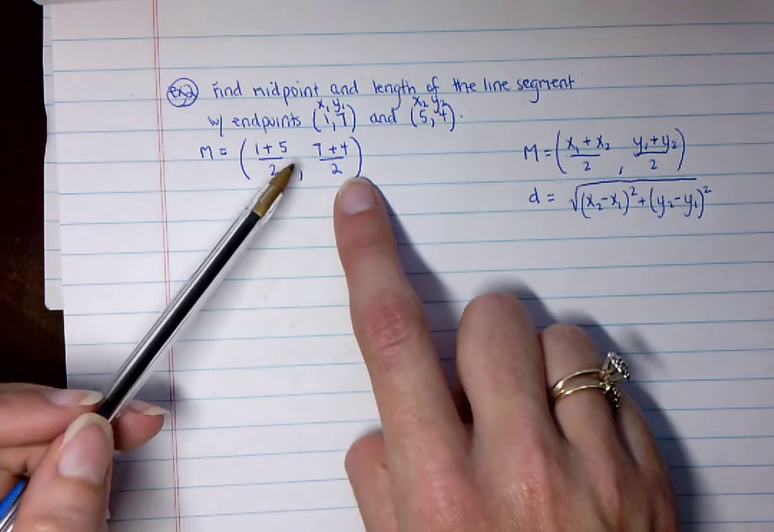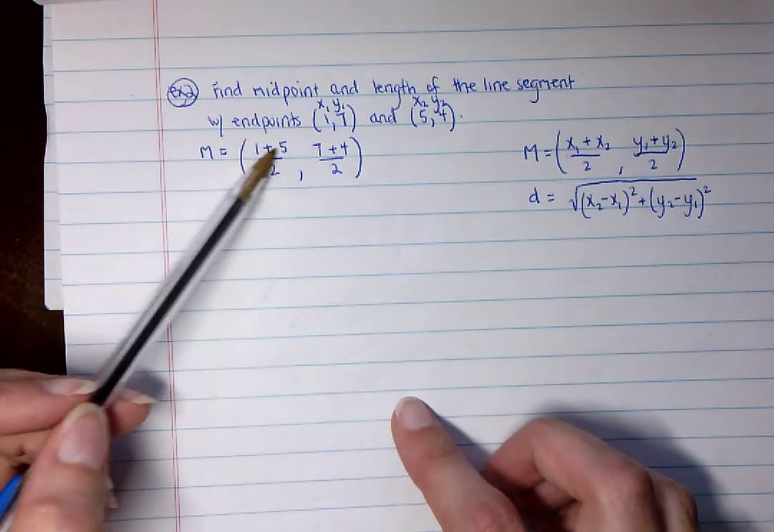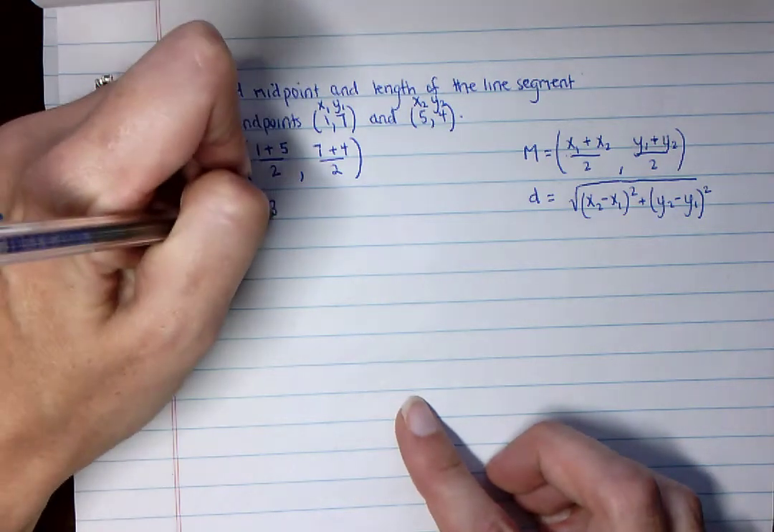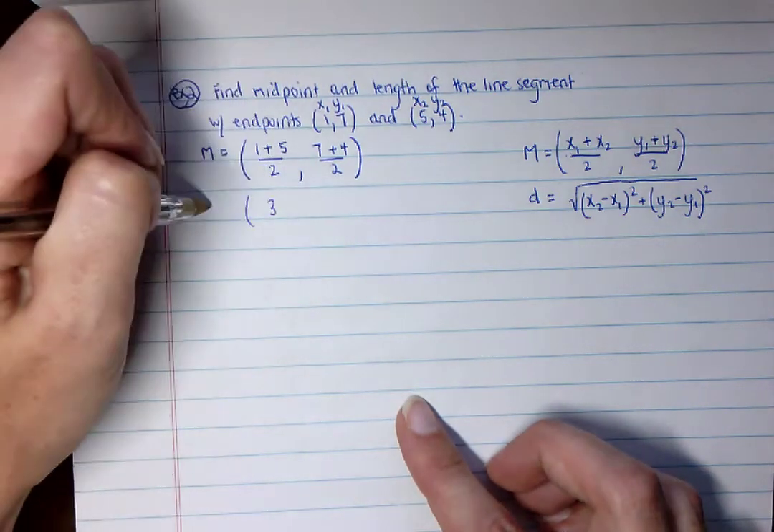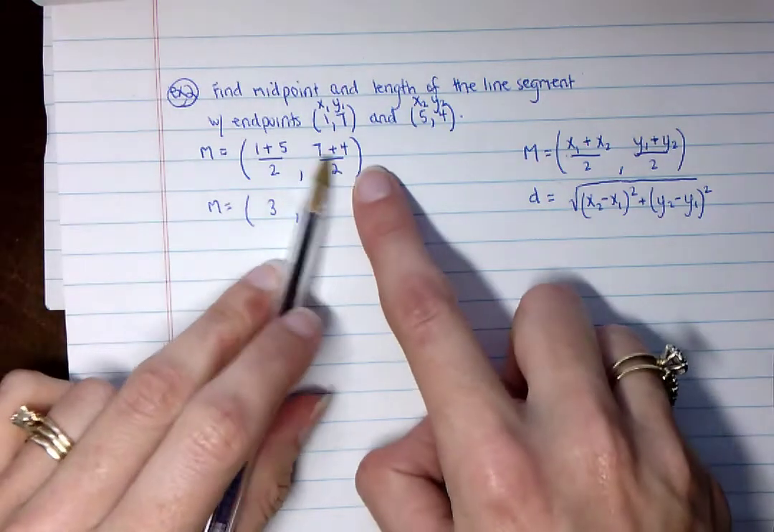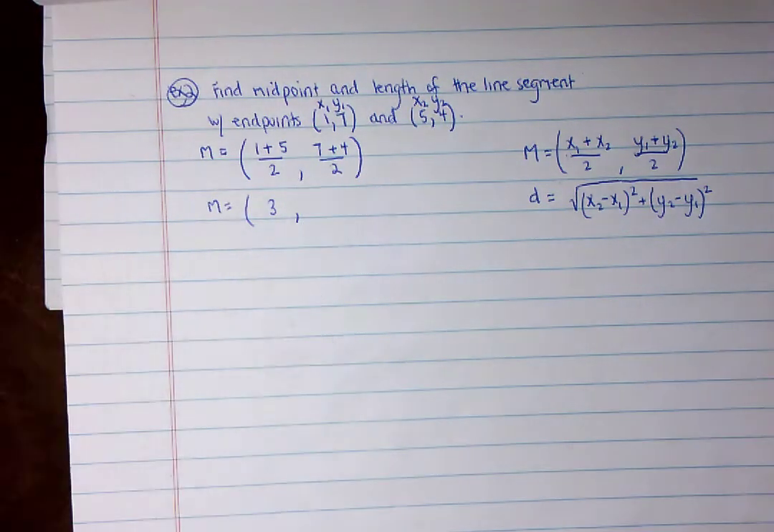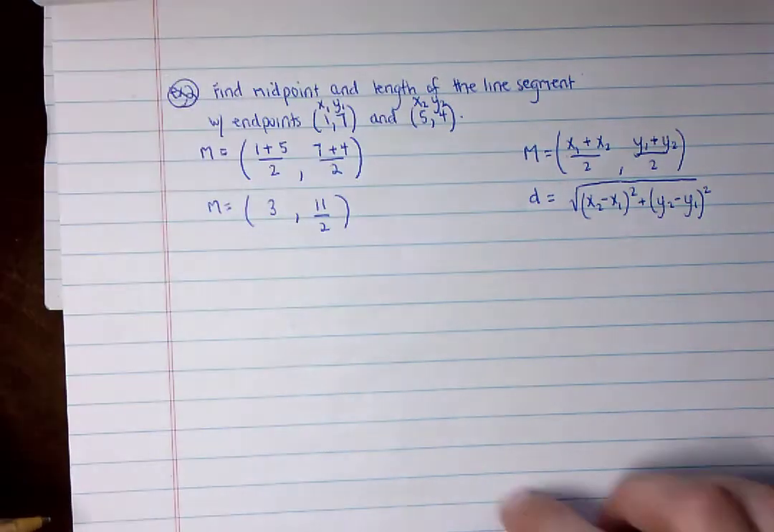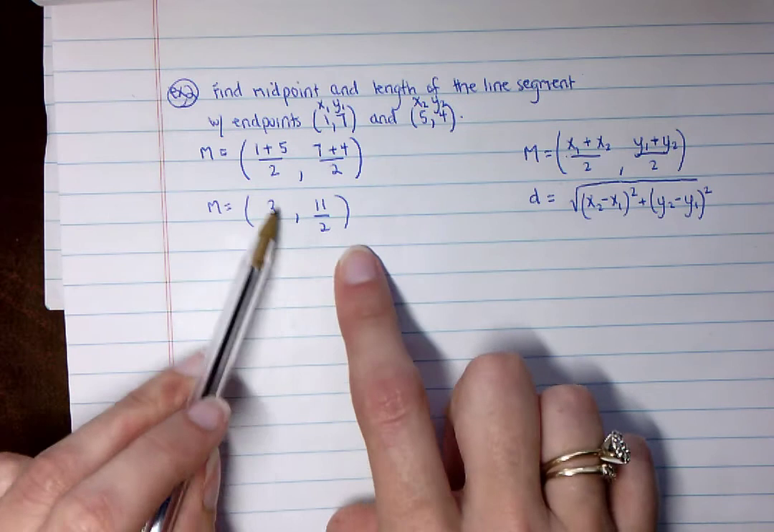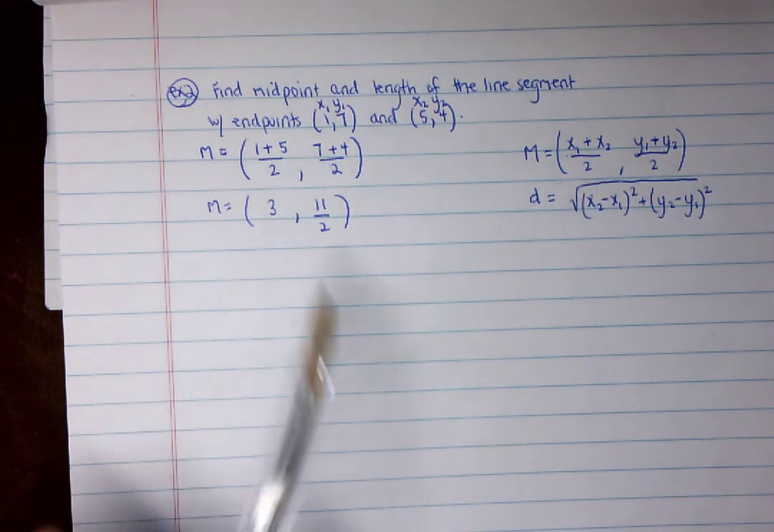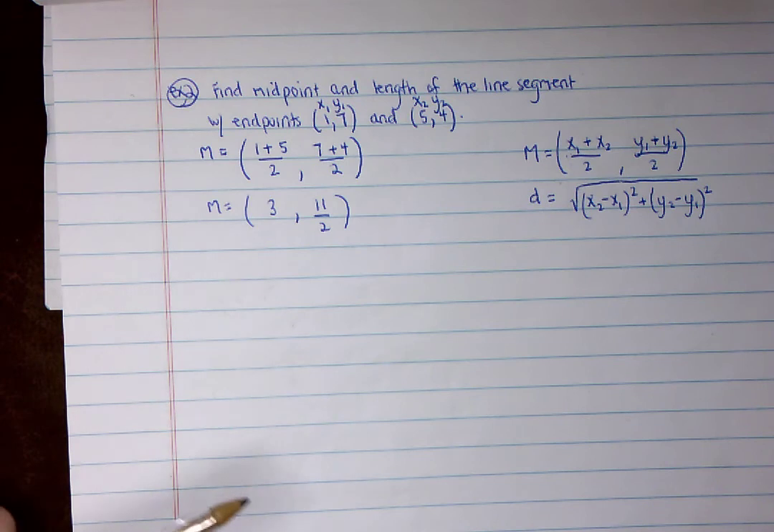And then just simplify this, okay? So 1 plus 5 is 6. 6 divided by 2 is 3. And then we put our comma. And then 7 plus 4 is 11. And that's not, it's odd. So we're just going to leave this as 11 over 2. Okay? So that's the final answer for your midpoint. Again, it's a point. So don't write just one number.